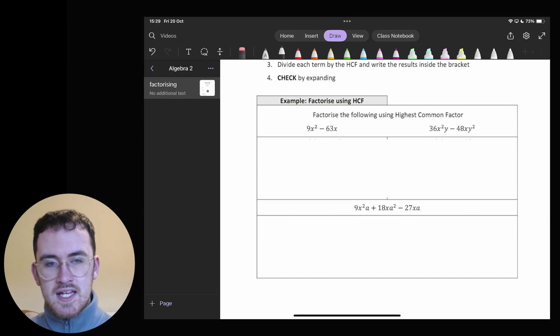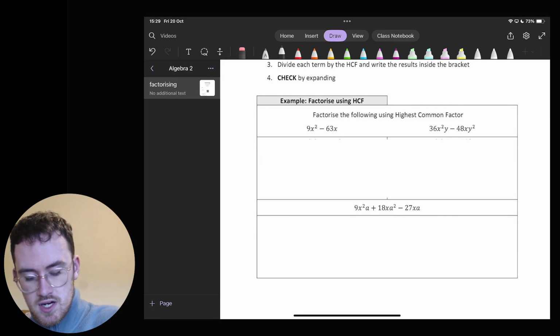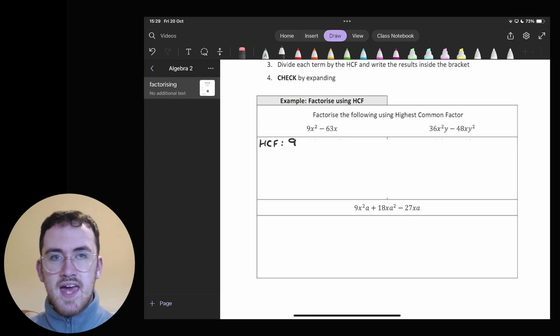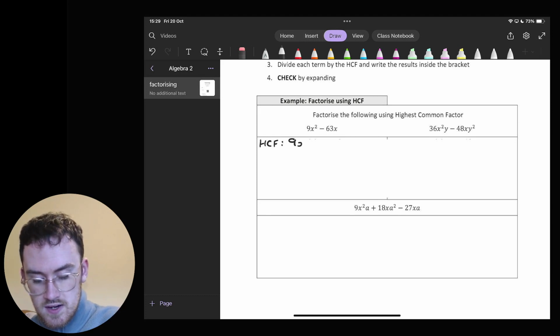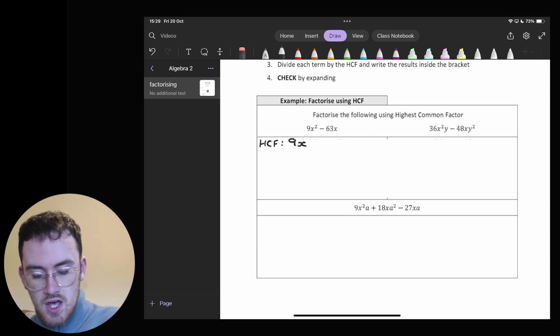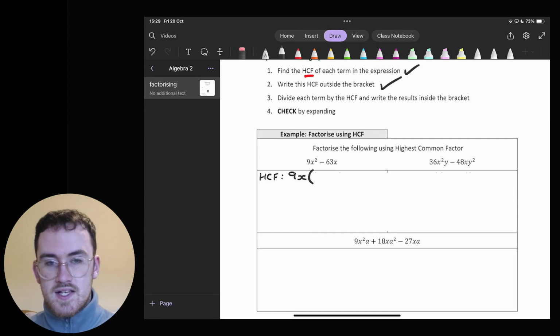So we start off with 9x squared minus 63x. The largest number that divides into 9 and 63 would be 9. Then in terms of the x values or the variables that I can take, the highest power I can go to there is just x, because x squared can be divided by x and x can obviously be divided by x. We're thinking about what can I factor out? Now we've followed our first step, we find the highest common factor, we've written that outside a bracket.